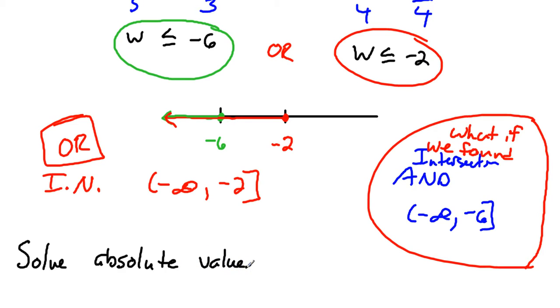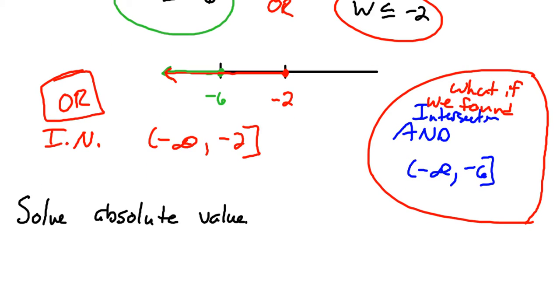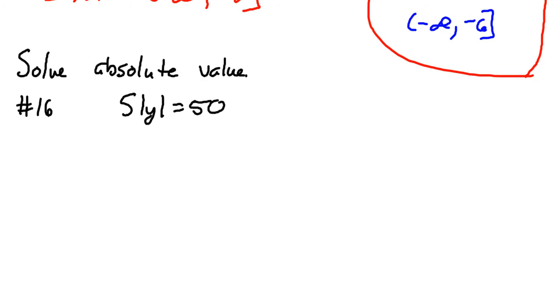Okay, so we get a break from graphs for just a little bit. We're going to just solve absolute value. And this is number 16. And everything else from here on out, I think, is all absolute value. We're just going to do equations, and then we'll get some inequalities. So we're going to do 5 times the absolute value of y equals 50.